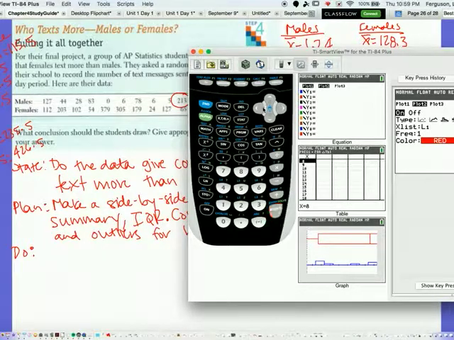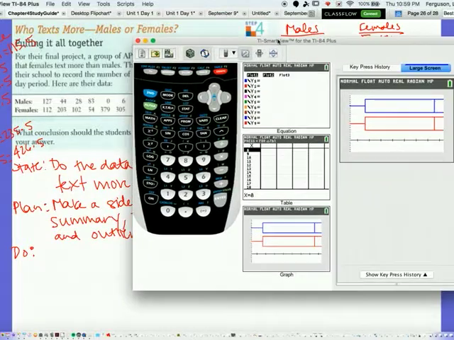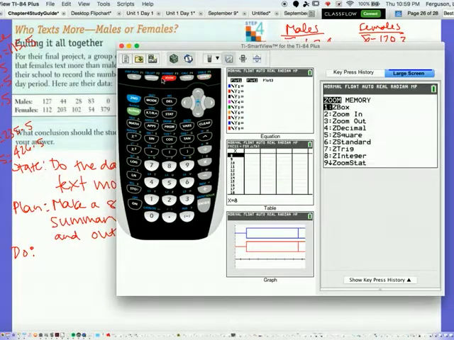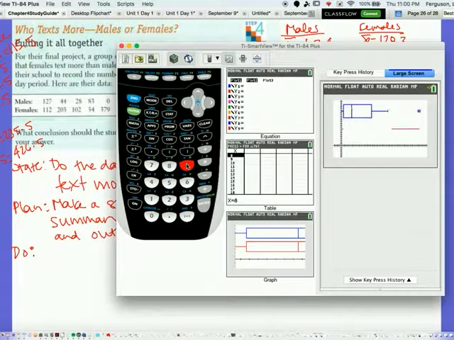So then I need to go back and I need to fix plot 1. So that one's on. I need to turn this to a box plot. So once I do that, I'm going to hit graph. And I may need to change my window so I can go to zoom 9, zoom stat, and that would give me a good picture.